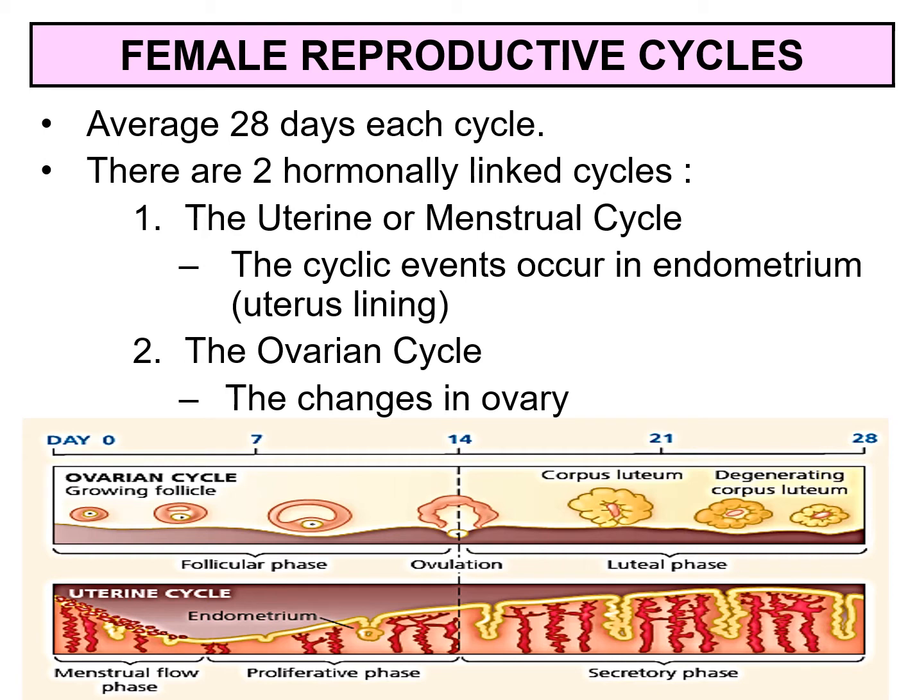So let's look at the cycles involved in female reproduction. First is the uterine cycle or the menstrual cycle, which involves the events that occur in the endometrium, the uterus lining. And the second cycle is the ovarian cycle, which involves the changes in the ovary. So they are interrelated because with the presence of hormones, they will affect each other.